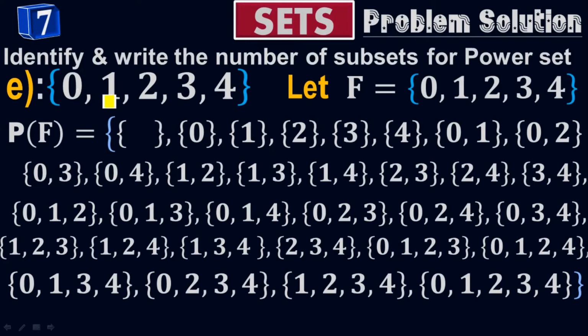So what I did with the 3 element subsets: first I took 0, 1 with the 2, 3, 4: 0, 1, 2, 0, 1, 3, 0, 1, 4. Then I joined 2 with the 0: 0, 2, 3, 0, 2, 4. Then I joined 3 with a 0: 0, 3, 4.